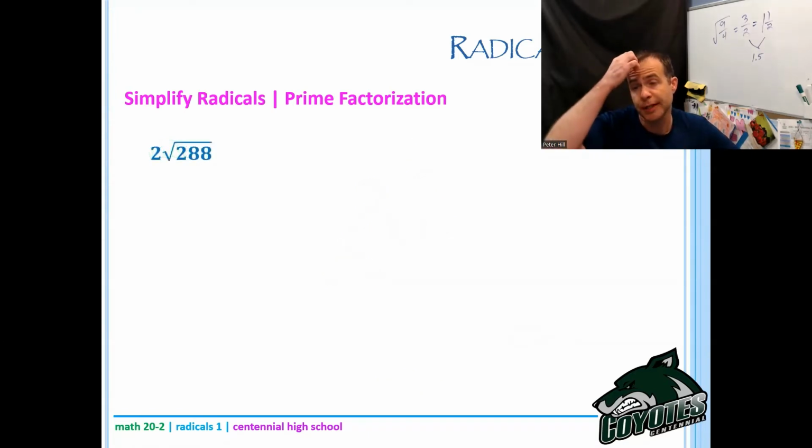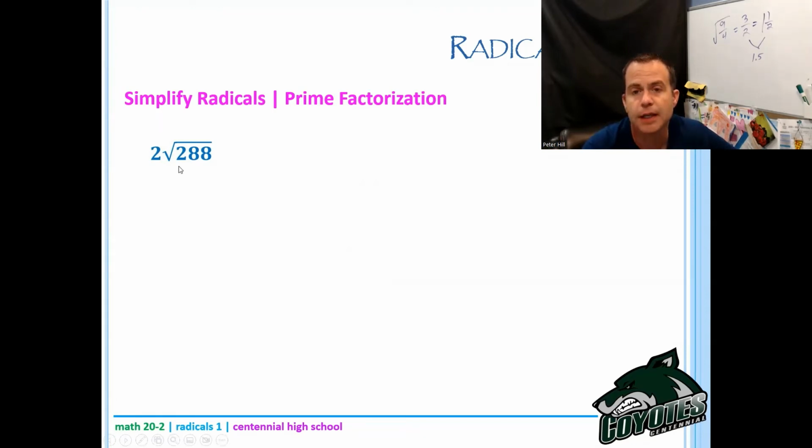Okay, now you try this one. 2 root 288. Before you try this one, I'm just going to warn you, a common mistake that kids make is they take this 2 and put it in right away. You don't need to do that, okay? Nobody asks you to write as an entire radical. What they're asking you to do is to simplify. To simplify, you need to make this number as small as possible. So let's do that. I'm going to take 288 and I'm going to break it down into prime factors, okay? Pause me and try that yourself.